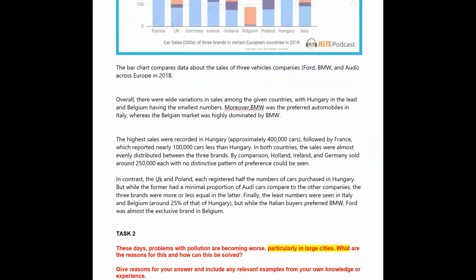So bar chart, good. You've got your 4 sections. That's lovely. Compares details about 3 companies. Yep. Overall, wide variations. Absolutely Hungary in the lead and the smallest numbers. Good. Moreover, BMW. I wouldn't use moreover because that is really for task 2. Preferred. So BMW were the preferred automobiles in Italy, whereas Belgium was okay.